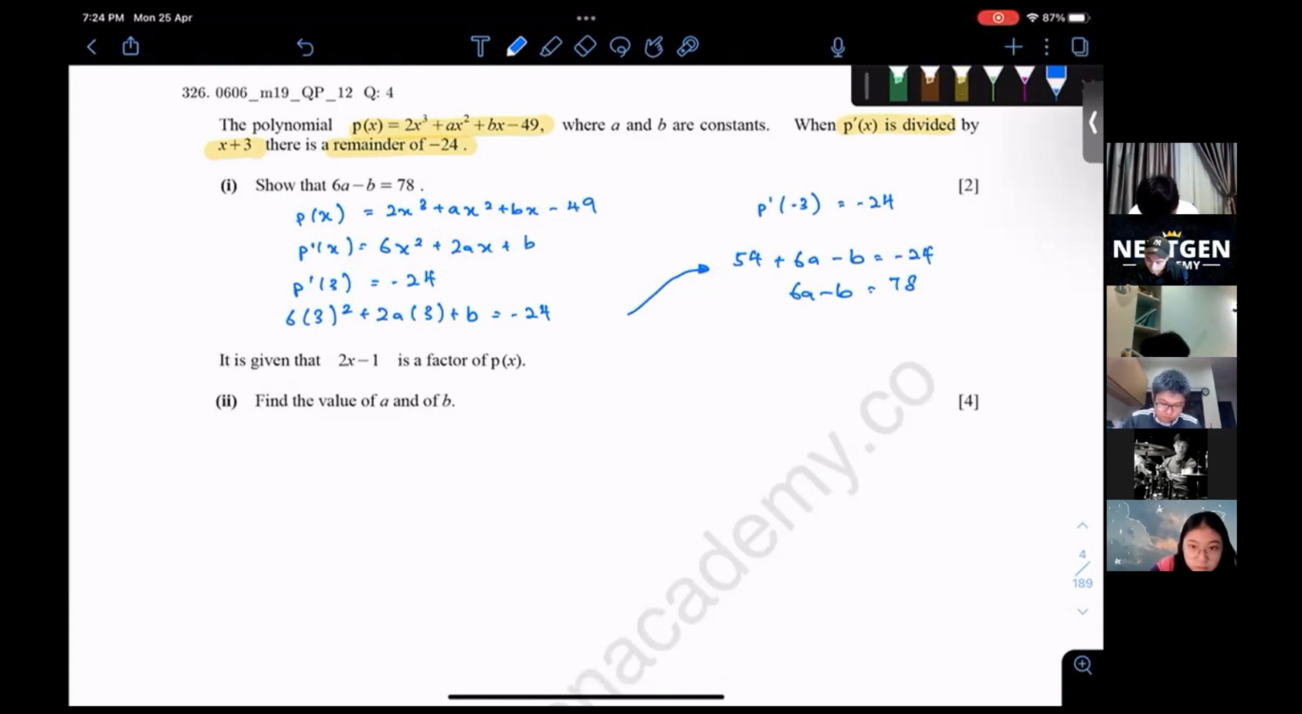Equals negative 24. Hold on. Oh, it's negative 3, my bad. This one is negative 3, not 3. So here is wrong. Okay, so 6 times.